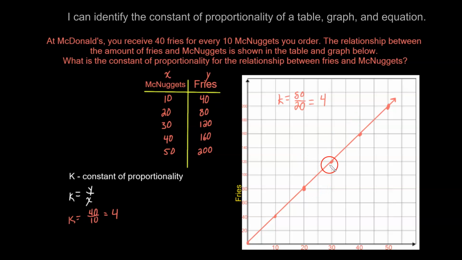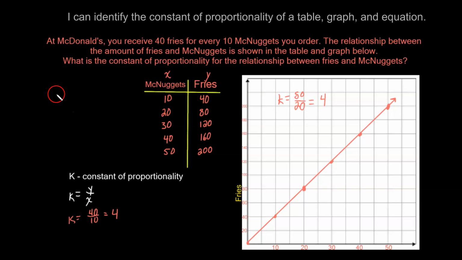And it doesn't matter which point. If we pick this point right here of 120 and 30, so our 120 is our Y, so 120 over 30, that's going to give us 4. 160 over 40, that's going to give us 4. 200 over 50, that's going to give us 4. So the constant of proportionality of this relationship is 4.